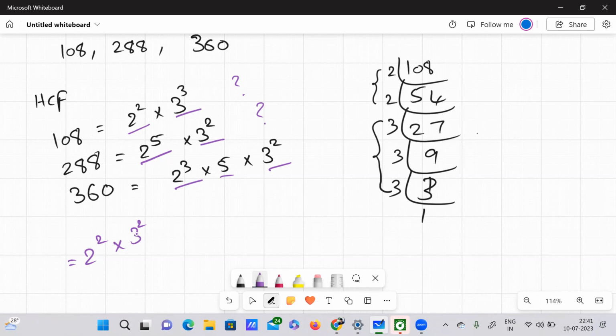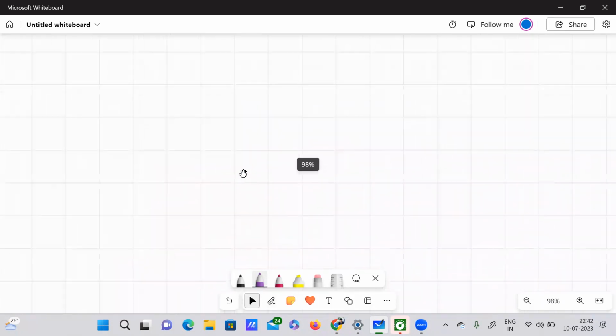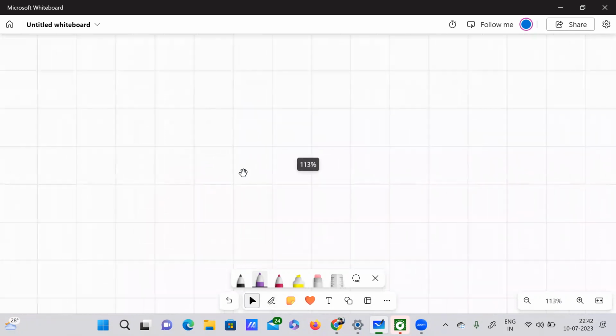Then our HCF would be 4 into 9, in the sense 36. So 36 is our HCF. Did you get that? So by doing this prime factorization, you can easily find out the HCF. I'll also explain another way wherein you can easily find out HCF.